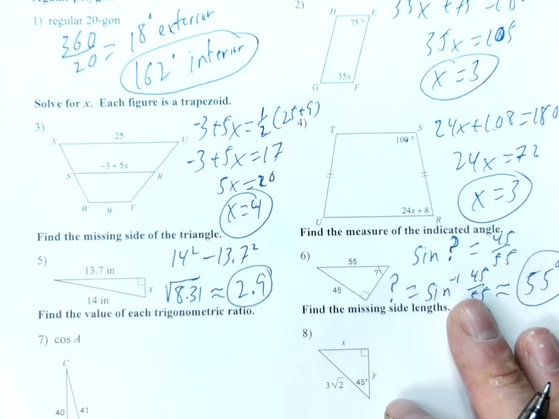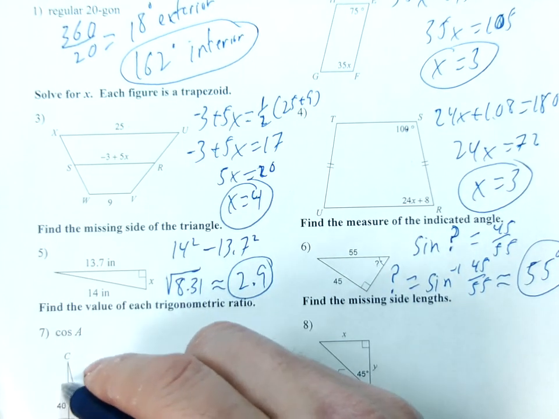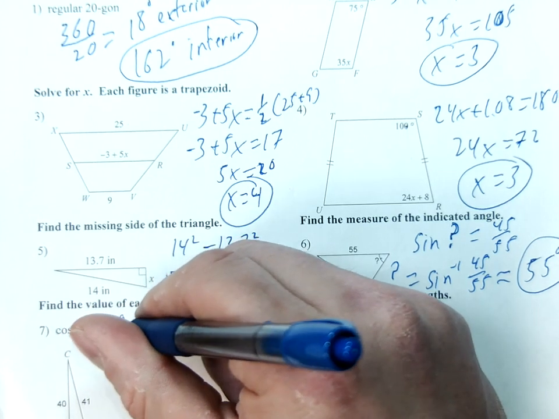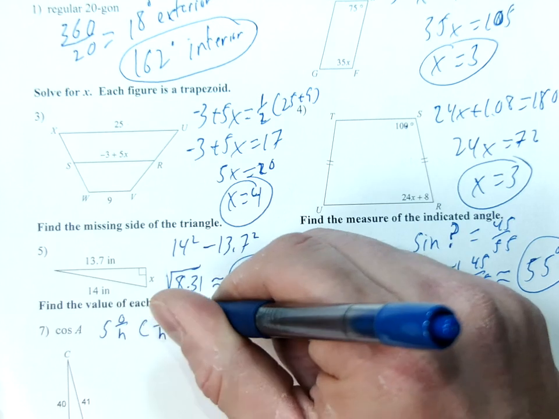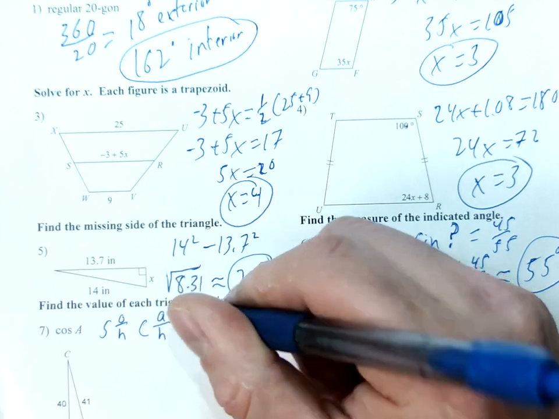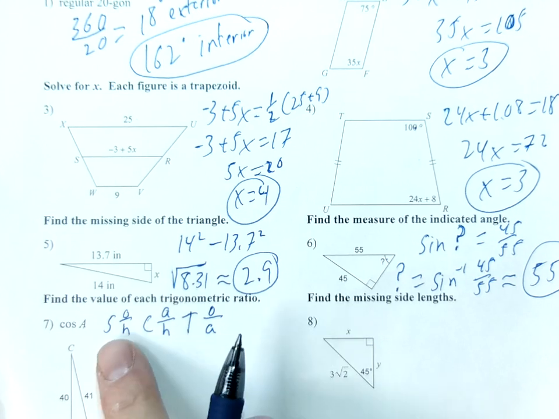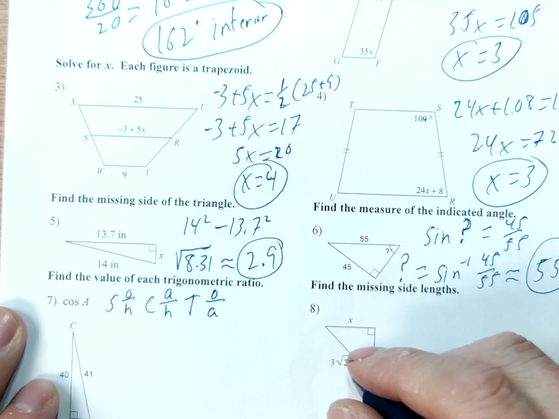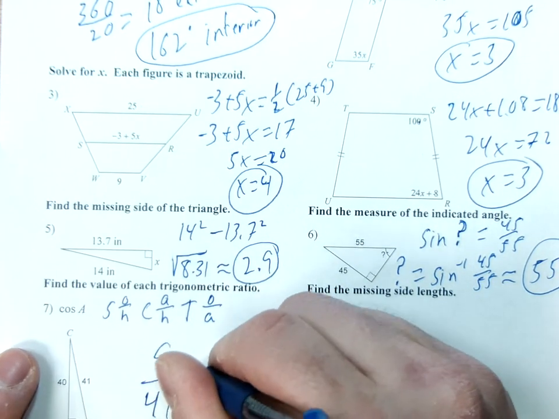All right, next one, find the trigonometric ratio. The cosine should be adjacent over hypotenuse, SOHCAHTOA. S-O-H-C-A-H-T-O-A. CAH is what we want here, adjacent over hypotenuse. Adjacent to A is 9, and the hypotenuse is 41, the longest.